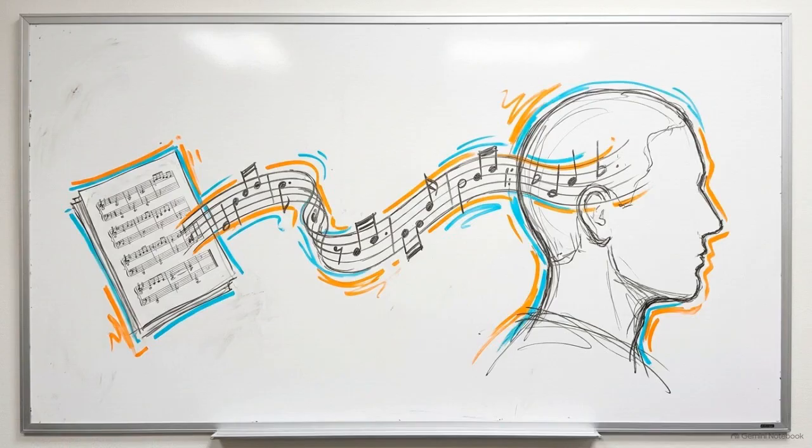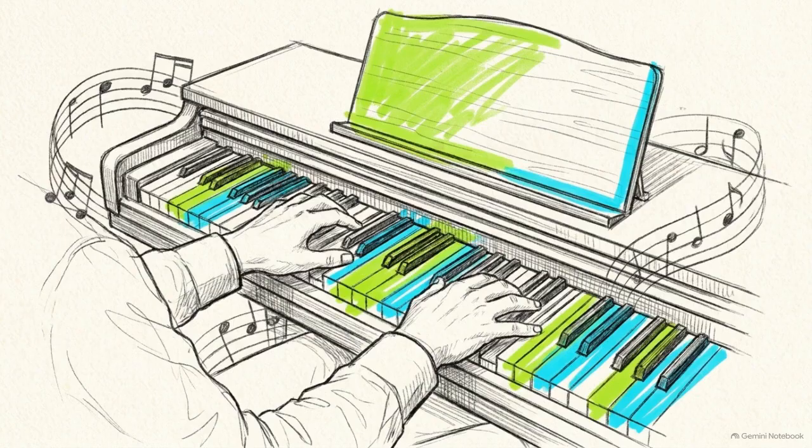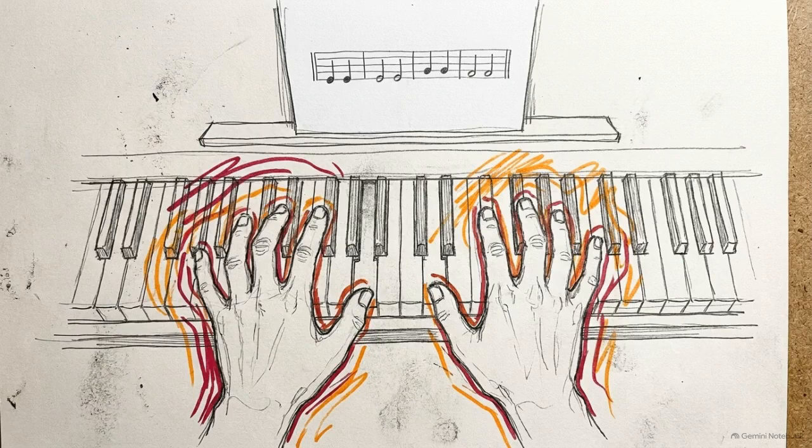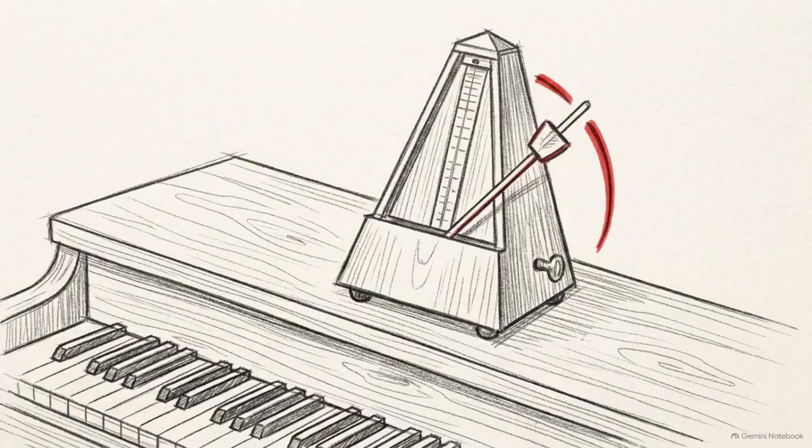The first pillar, acquisition, moves music from the external page into your internal recoverable knowledge. The goal is to make the material available even when the score is gone. You reach this through progressive precision. First, you decode the pitches and stabilize the physical motions. Only then do you add the rigid constraint of a metronome to establish rhythmic accuracy.